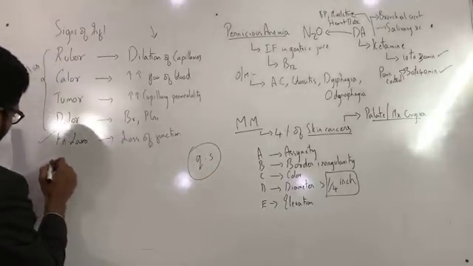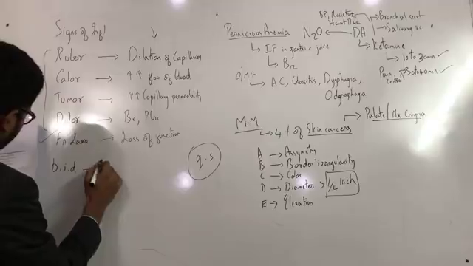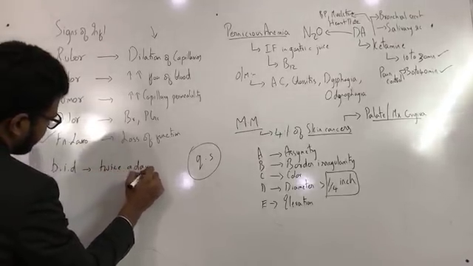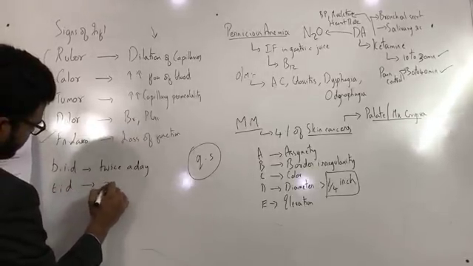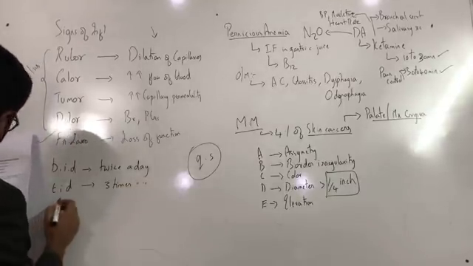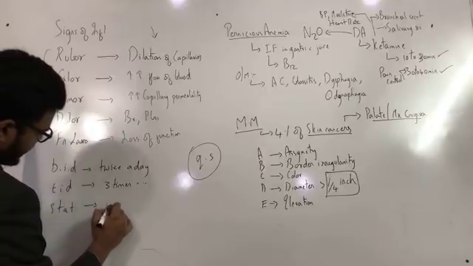So BID is twice a day, isn't it? And then you have TID, 3 times per day. STAT means immediately.